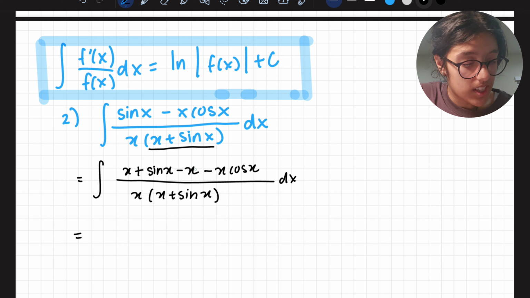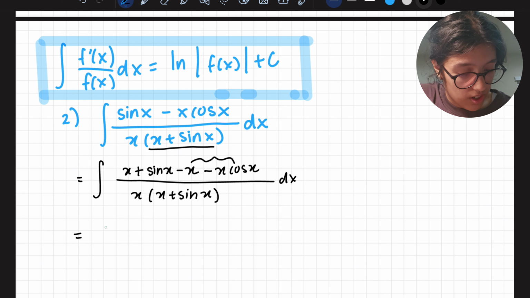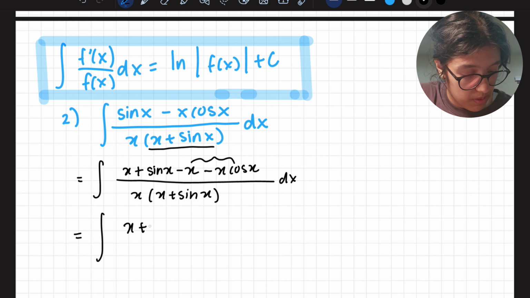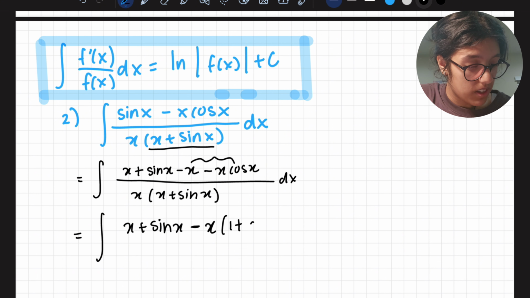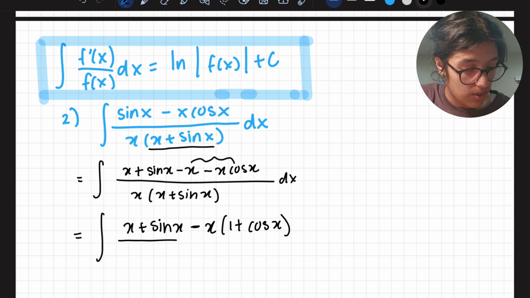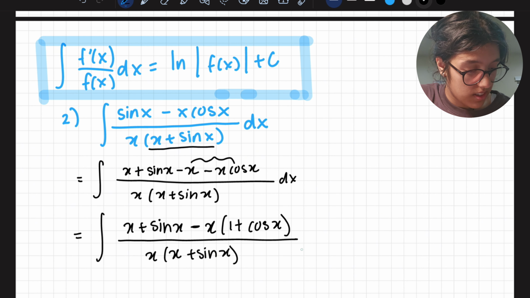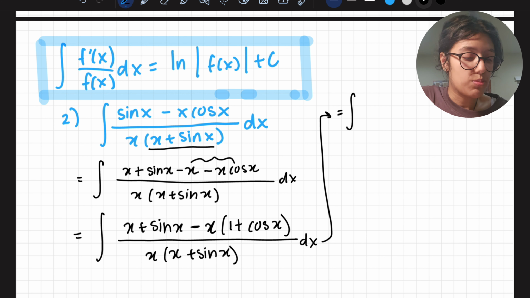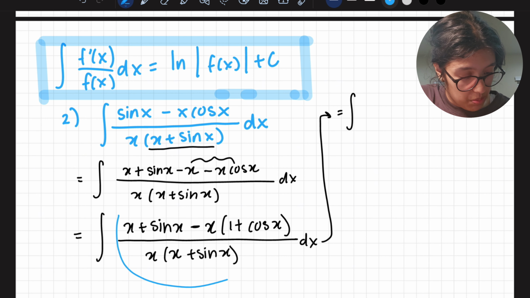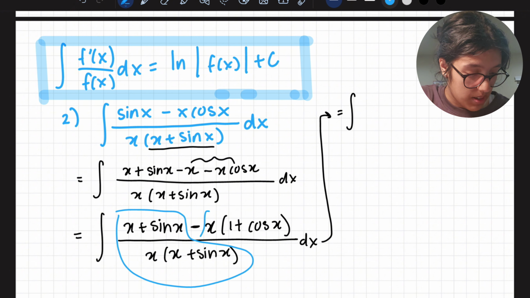First, I want to take the x out of these two terms. So I'm going to do the integral once again, x plus sine x minus x times 1 plus cos x, over the denominator x plus sine x, dx. Let's take that up here. Now I'm going to split this fraction into two parts.